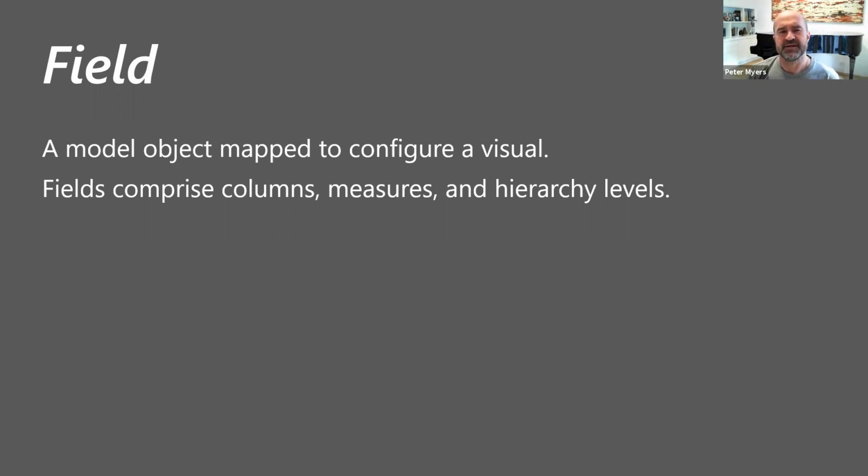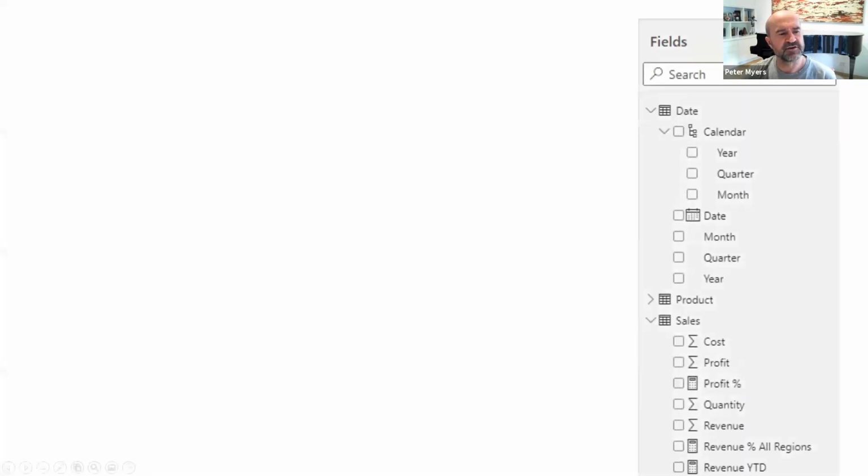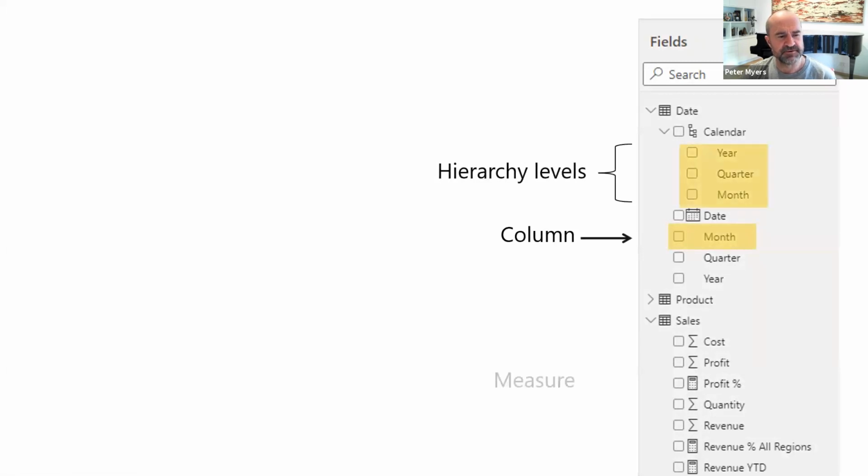What that means is that when you look at the fields pane, you will see that columns, levels of hierarchies, and measures are all collectively known as fields. So essentially, these are the different types of model resources that you can use to configure your visuals in Power BI reports. Okay, so field is not a term that we use in a data modeling conversation. It's a report authoring concept.